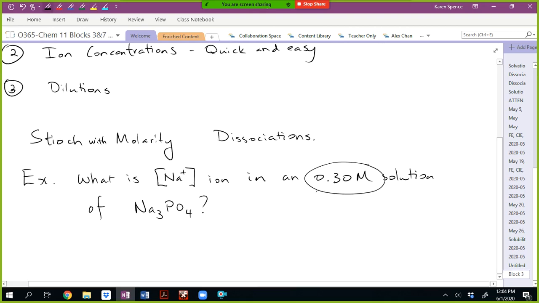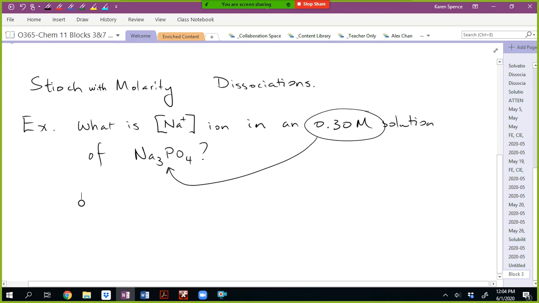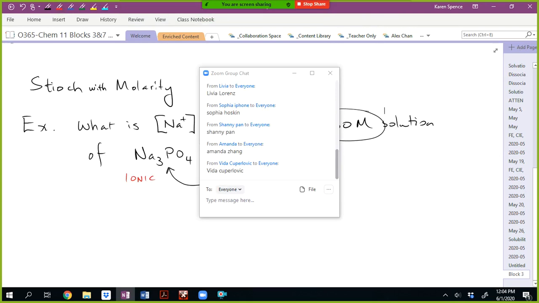Now we have a 0.30 molar solution. That is the concentration of the Na3PO4. And we want to know the sodium ion concentration. Now this is an ionic compound, and what do ionic compounds do when we dissolve them in water?